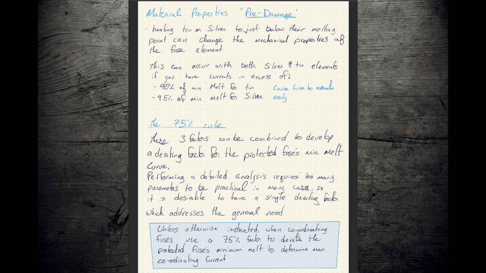So what we have to do when we're developing our protecting fuse settings is make sure that we account for that pre-damage threshold on the protected device.